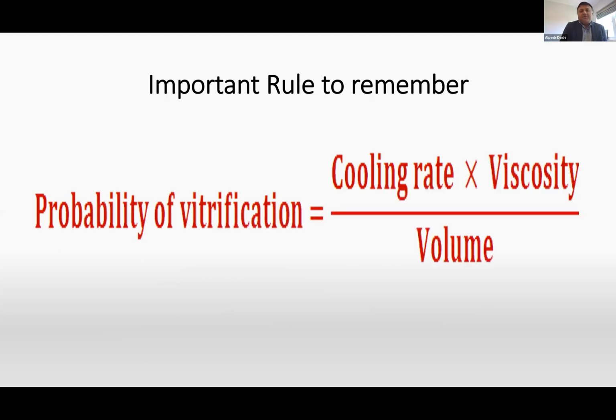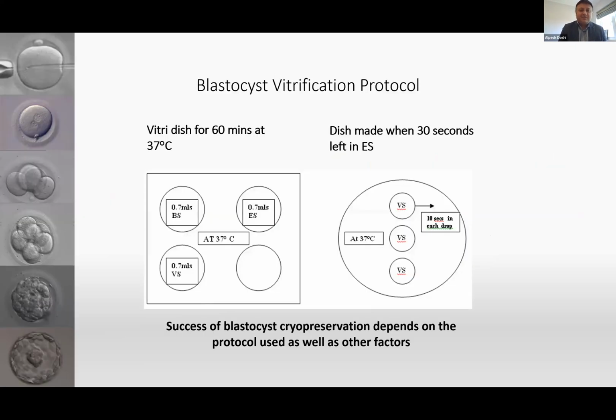So the most important rule to remember when performing vitrification is that the success rate of vitrification is dependent on 3 parameters. One, the cooling rate. Secondly, the viscosity of the medium, which is essentially made up by the concentration of the cryoprotectants that we use. And thirdly, the volume in which the egg or embryo is sitting. That affects the overall probability of success of vitrification.